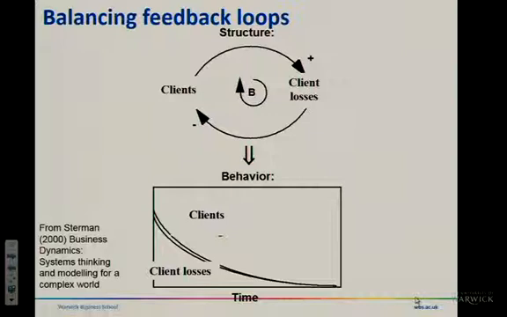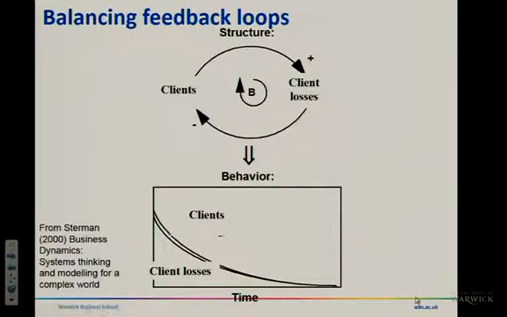On the other hand, if we have a lot of clients, we will have a lot of client losses if we are not giving a good service. As we lose those clients, we will have fewer clients over time. So in this case, as the clients decline, the client losses decline as well until they reach an equilibrium where in this case there are no more clients. The goal in this case is implicit. There are no more clients to lose, and that's when the system reaches an equilibrium. That's the concept of the balancing feedback process.